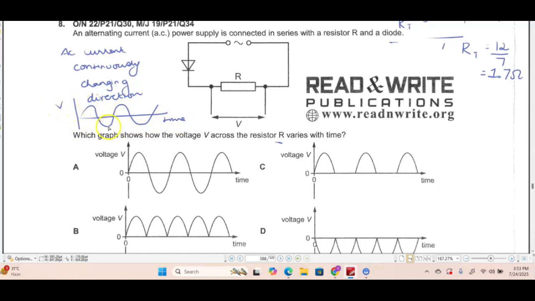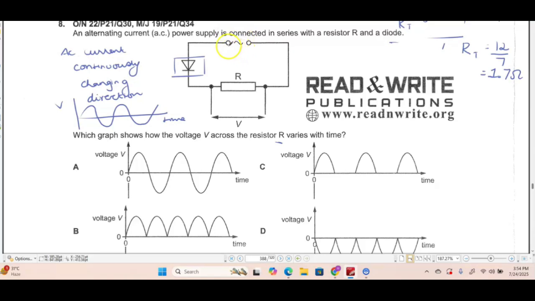There are peaks, crests and troughs, basically. The peaks and lows, this is how it happens because it's always changing direction. Okay? But a diode allows current to flow in just one direction. Basically, the diode has changed this AC power supply into a DC power supply.